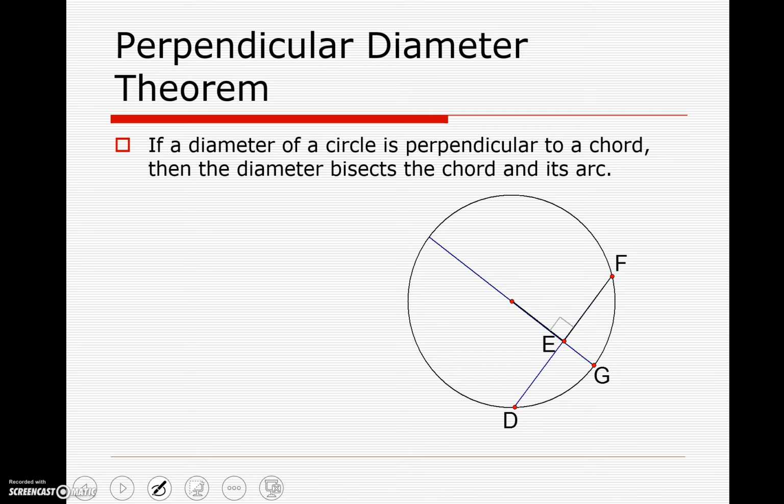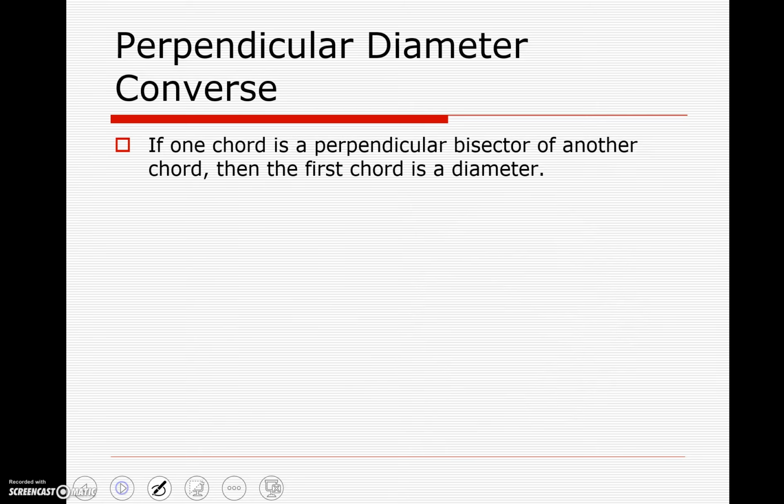So taking a look at a picture that goes along with this, we have a diameter. So this is our diameter right here. It is perpendicular to the chord that's formed, which is this FD right here. What that's saying here is that since this is a diameter, DE is going to be congruent to EF, but at the same time, DG and FG are also going to be congruent. So it is a bisector of the chord and that arc that follows.